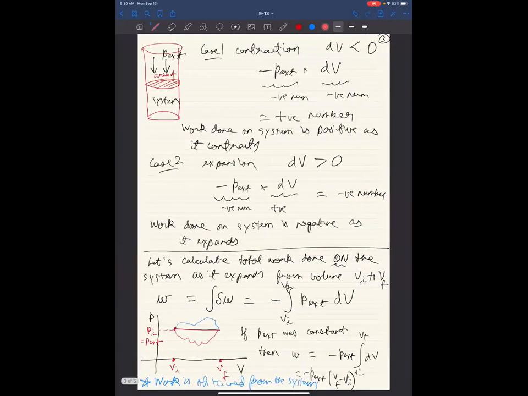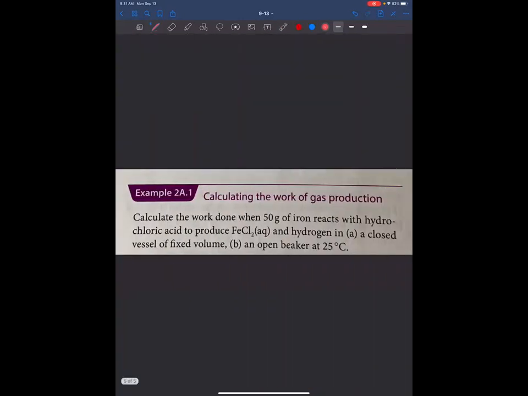The work is negative, right? It is confusing. Once in a while, you will wake up at 3 a.m. and be like, no, no, no, negative work, what's going on? It's confusing, but just be consistent. Work done on the system being negative means the system is doing work against the surroundings.